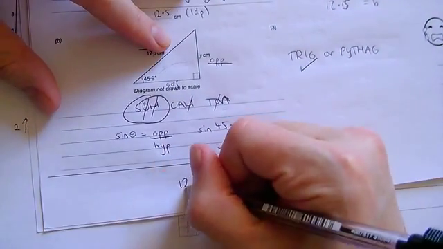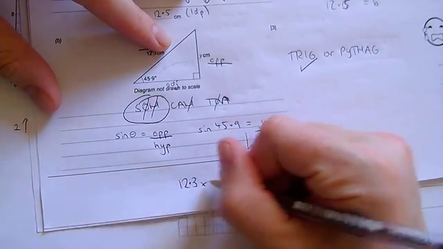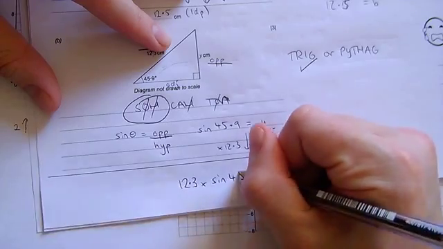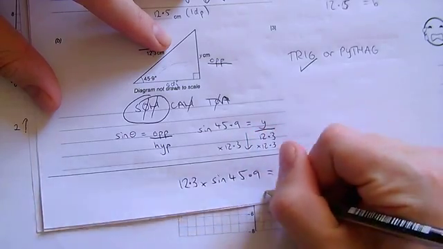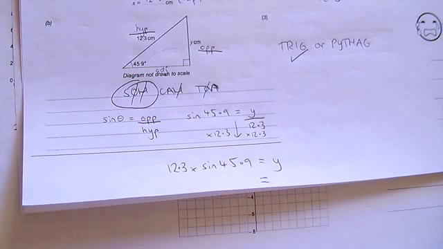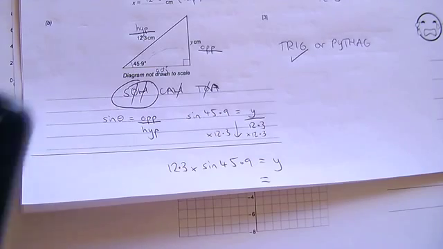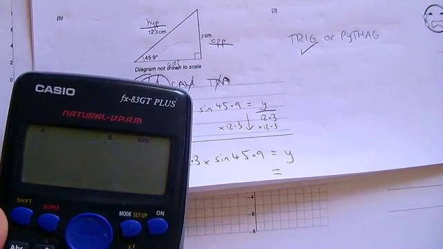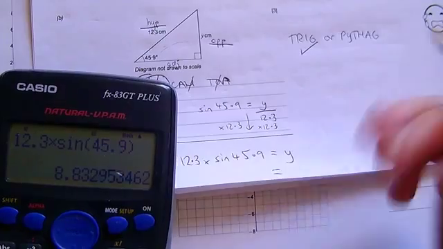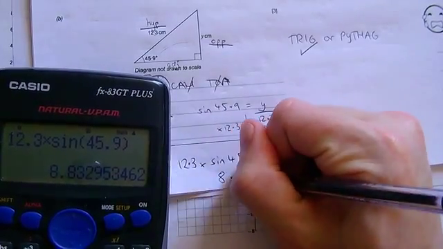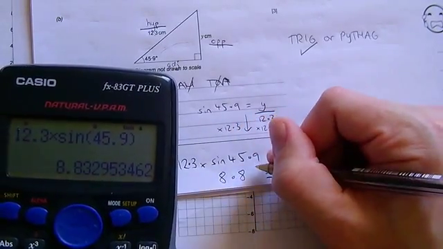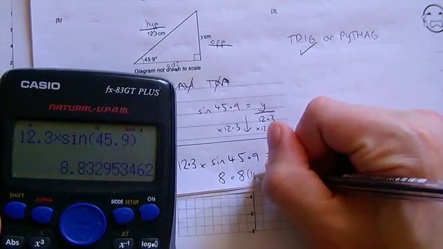And then I'm going to say this is 12.3 multiplied by sine 45.9 is equal to y, and then that is going into my calculator. So 12.3 times sine 45.9. So that's what I have in my calculator. Press equals, and I get the answer 8. And I'll just do it to 1 dp, 8.8 to 1 dp.